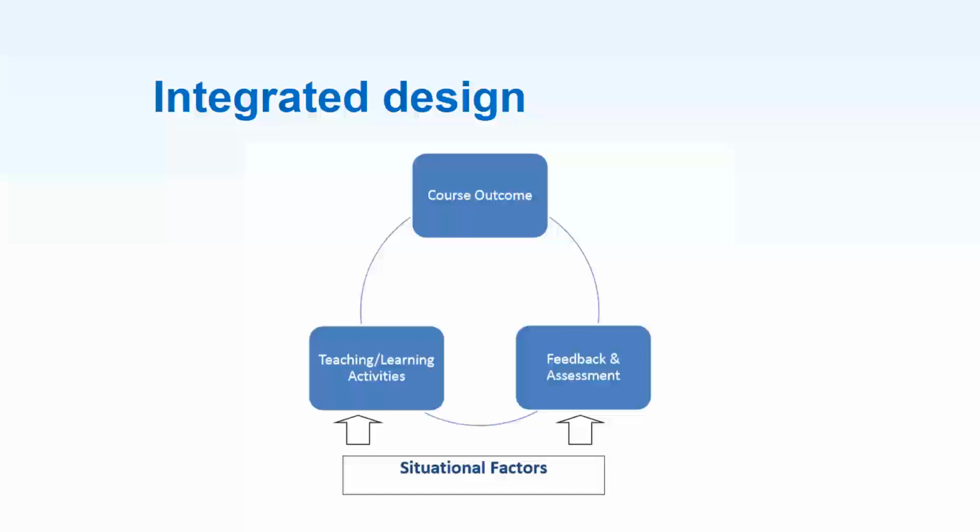Once we know what those outcomes are, we can start thinking about our feedback and assessment for students, because we'll have a much clearer idea of what students will need to be able to actually do to show us that they've met those course outcomes. And then finally, we can pull in the teaching and learning activities that are going to get students to the point where they can actually complete those assessments in a meaningful way.